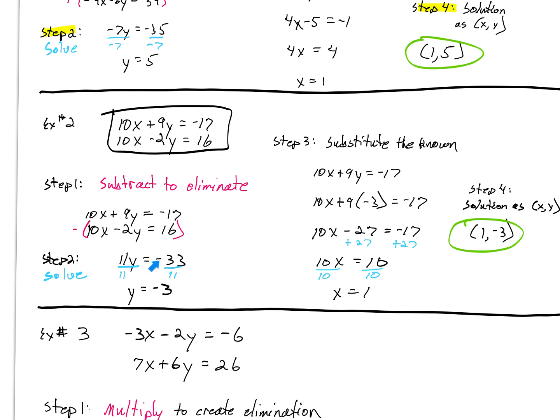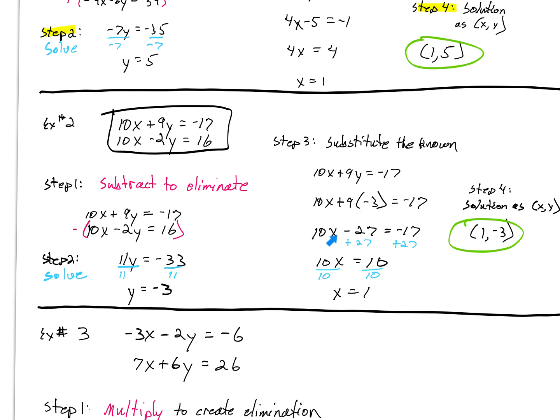And that's actually -33. So 11y equals -33, and then you divide both sides by 11, and you will see that y equals -3. So we have solved for y. Now we can plug the y value into one of the equations to determine what the x equals. So here I chose the first one, 10x plus 9y equals -17. So it's 9 times the y value. So in parentheses, I put the -3.